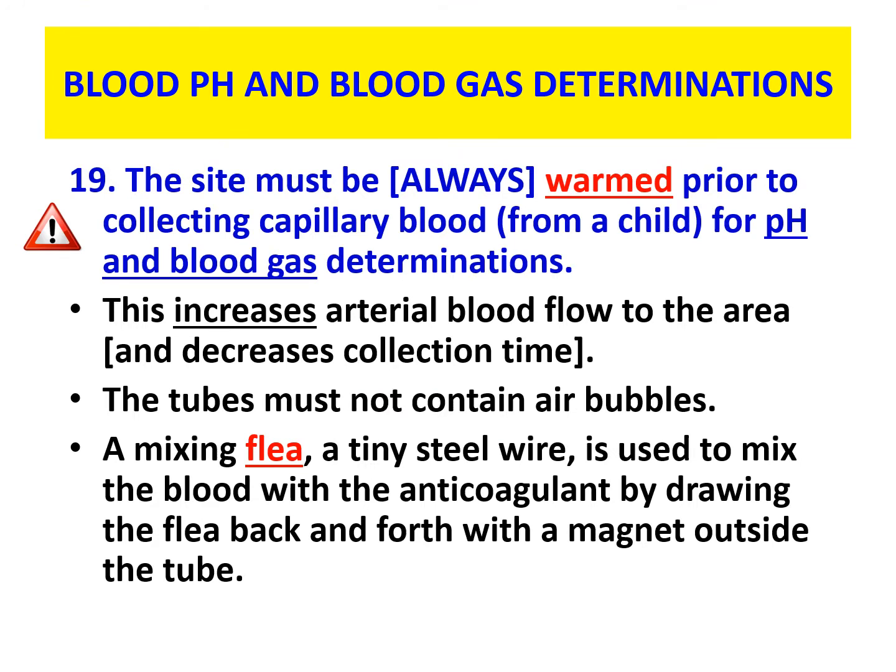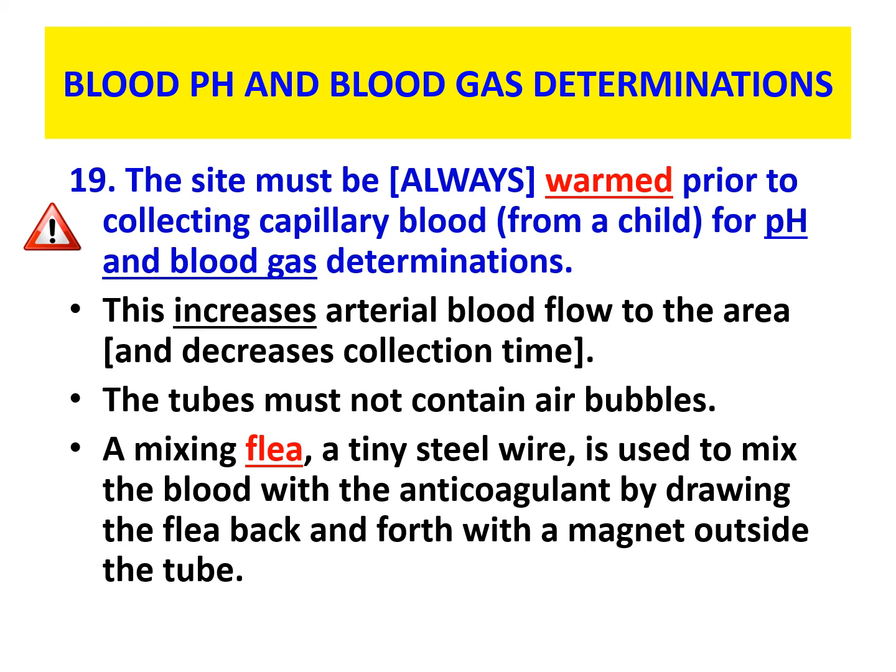The site must always be warm prior to collecting capillary blood from a child, always, for pH and blood gas determination, always. This increases arterial blood flow to the area and decreases collection time. The tubes must not contain air bubbles, just like we talked about before, and this is collected in what they refer to as a Nadelson tube. It's similar to our capillary tubes that y'all have seen in lab, and I showed you an example of this Nadelson tube. It's a bigger, longer tube, okay?